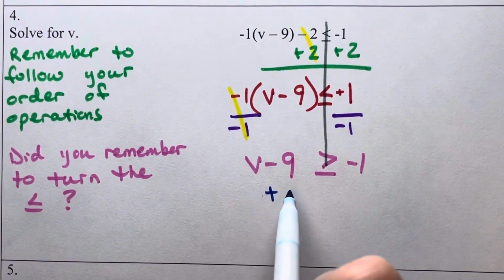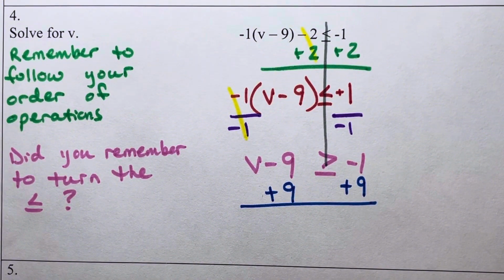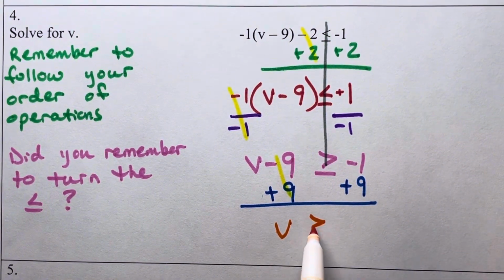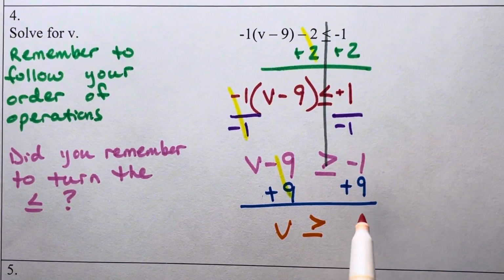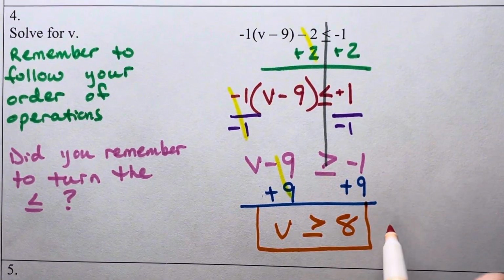Let's finish this off by getting rid of the 9, and we do that by adding it on both sides of the river, because that is the opposite of subtracting. And we end up with v greater than or equal to positive 8, because negative 1 plus 9 is positive 8. And there you go.